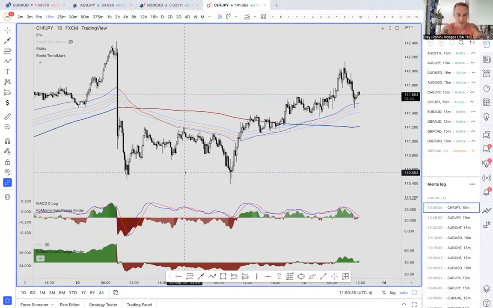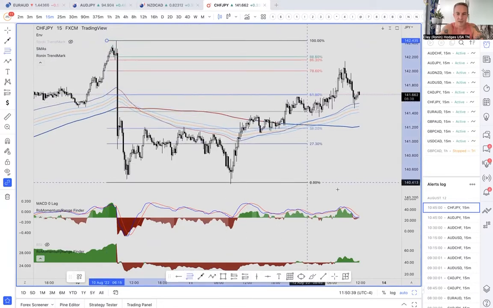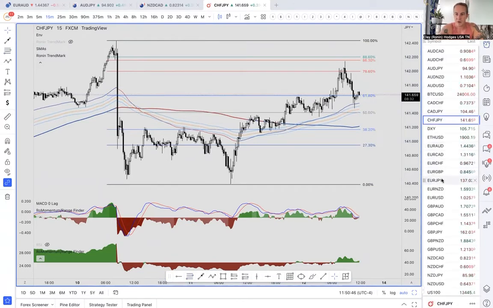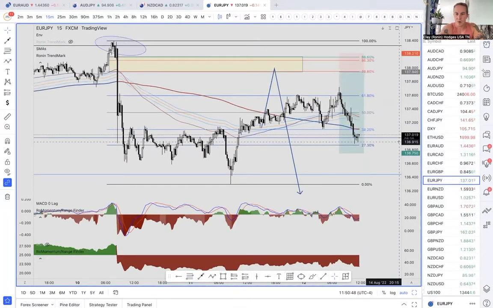Now, here's a great setup on Swiss yen from our Fibonacci level right here, 86.3. Take a look at Euro yen. Didn't quite make it there. I had a sell limit right here.